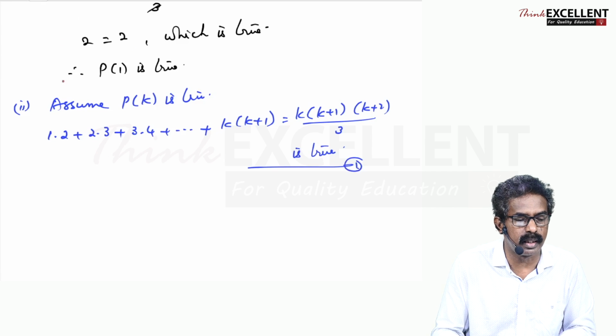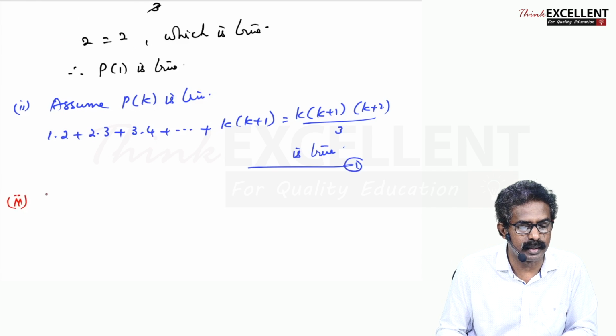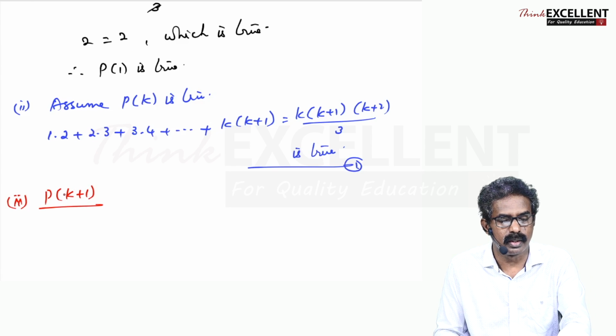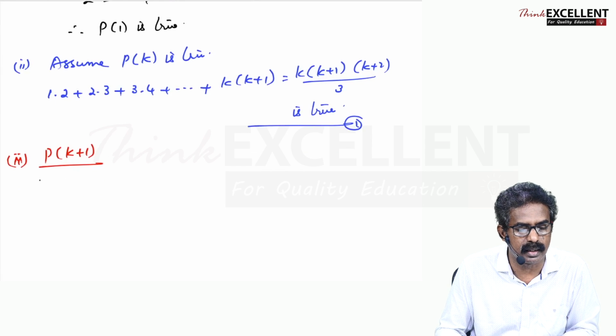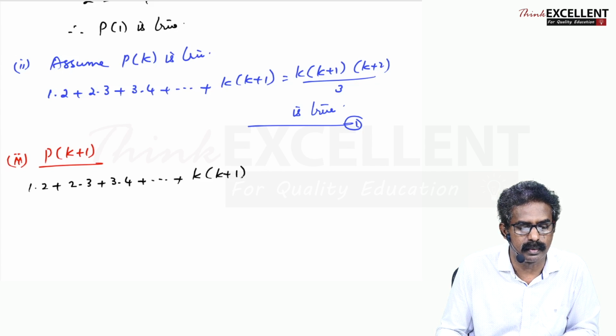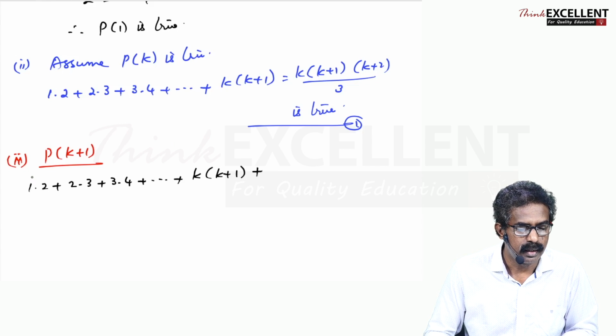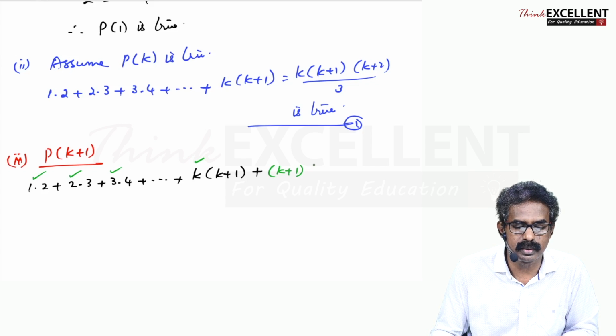Now using this only, we are going to prove the third step, that is P of k plus 1. So listen very carefully. Left side, as I said earlier, you copy the same thing first: 1 into 2 plus 2 into 3 plus 3 into 4 plus etc. up to k into k plus 1, plus we want one more extra term. Can you say what is the next term? See, 1, 2, 3, etc. up to k. The next term starts with k plus 1. Don't stop, into one more.